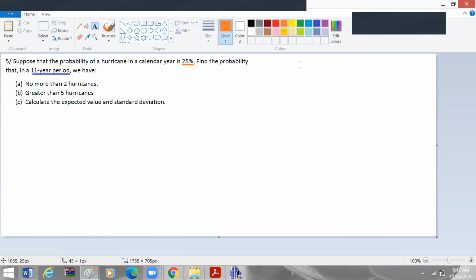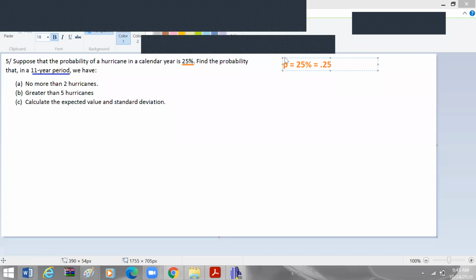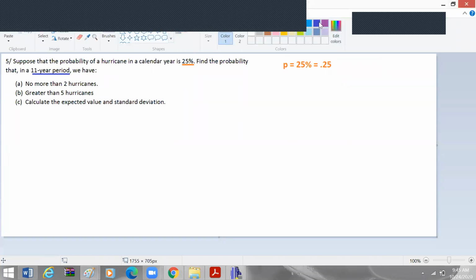So the p will be 25%. I convert it to a decimal number, like 0.25. And then the n that we have here would be equal to 11.